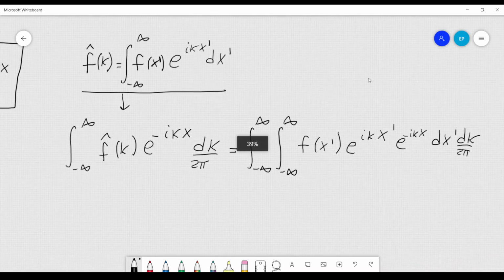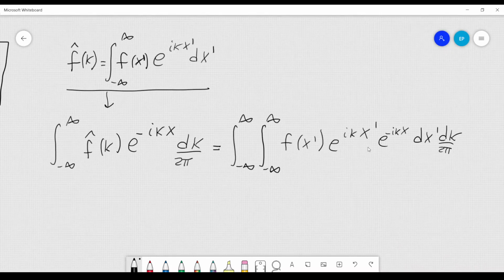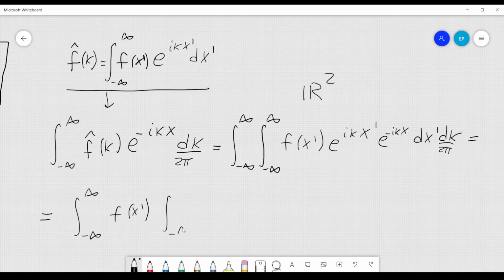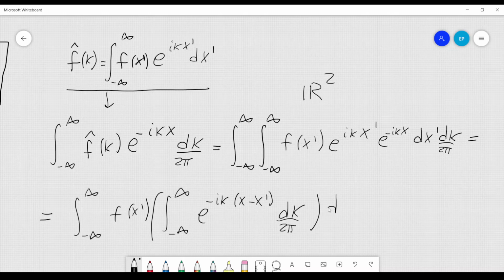Now, the order of integration for this double integral here is not important because I'm integrating over a symmetric region, which is R2, the overall two-dimensional space. So I can integrate first over dk over 2 pi and then integrate over dx prime. That's of no concern. So let's do it here. I'm going to rewrite this expression like this. Integral from minus infinity to plus infinity f of x prime, integral from minus infinity to plus infinity of e to the minus i k times x minus x prime dk over 2 pi, like this, times dx prime.